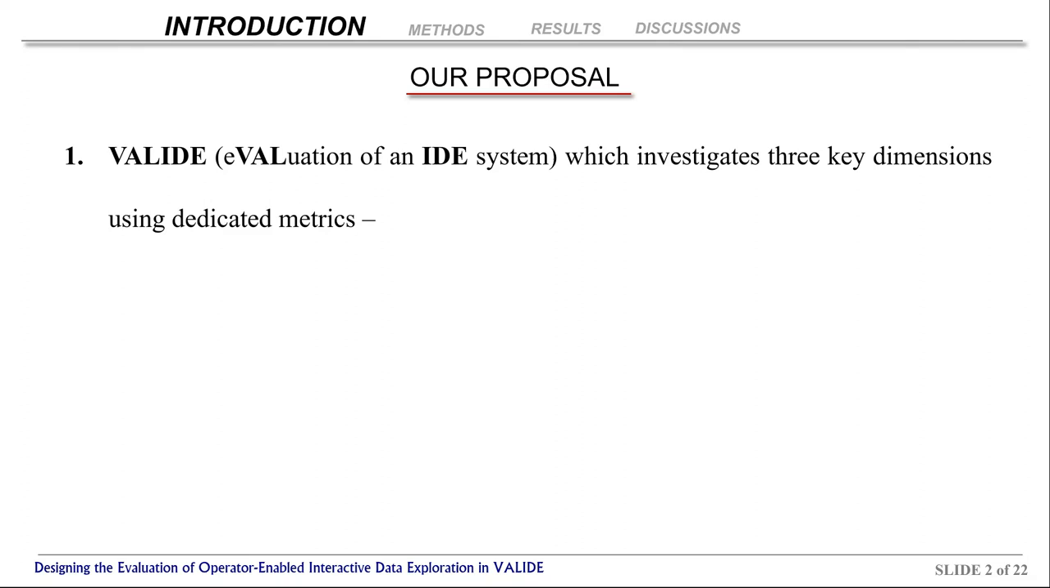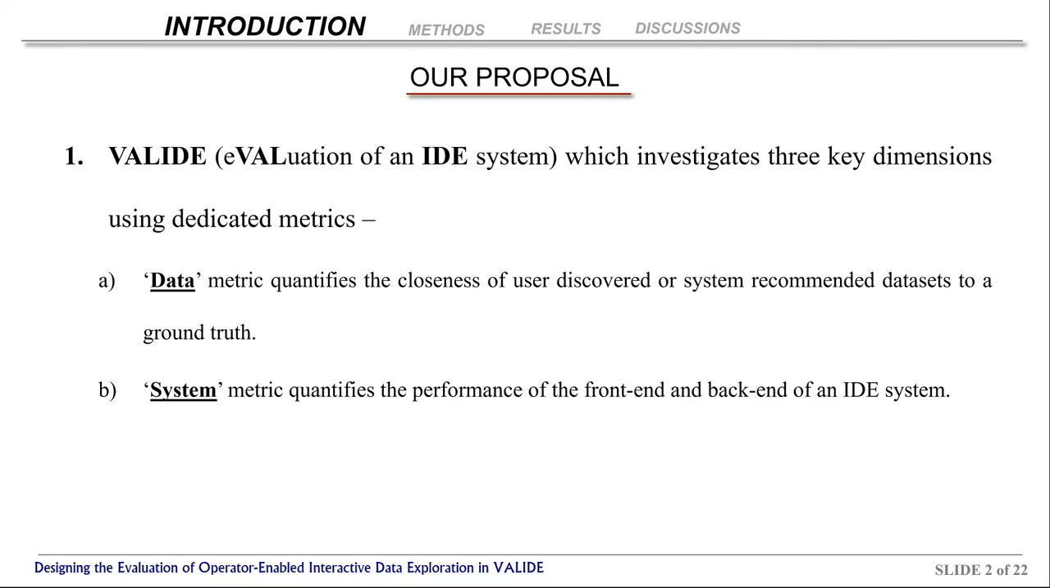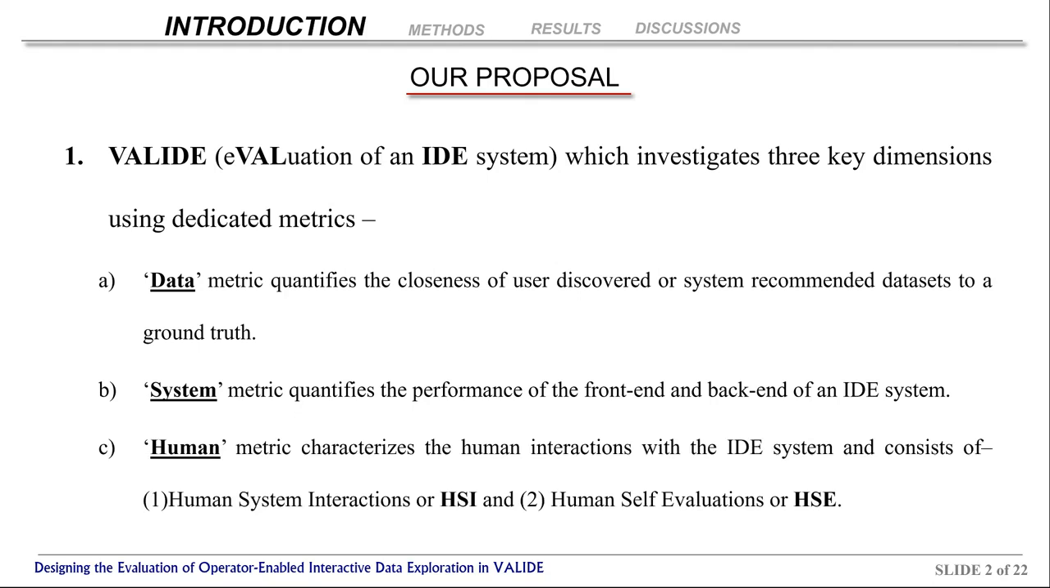VALIDE, which stems from evaluation of IDE system, investigates three key dimensions using dedicated metrics, which are data metric, which quantifies the closeness of user-discovered or system-recommended dataset to a ground truth; system metric, which quantifies the performance of the front end and back end of an IDE system; and finally, human metric that characterizes the human interaction with IDE system and consists of human system interaction, or simply HSI, which can quantify, for example, the time spent by a user to complete a data exploration task, and the human self-evaluation metric, or simply HSE, which, for example, can quantify the feeling of accomplishment reported by the user on a 5-point Likert scale.